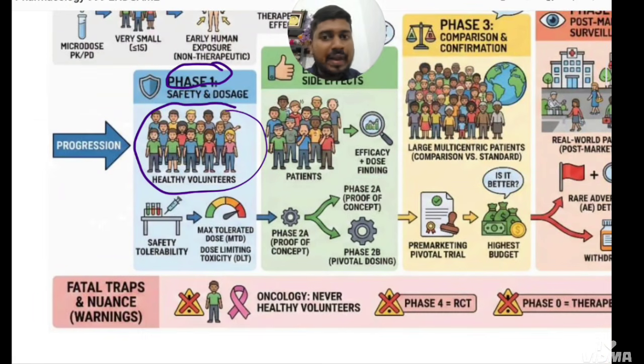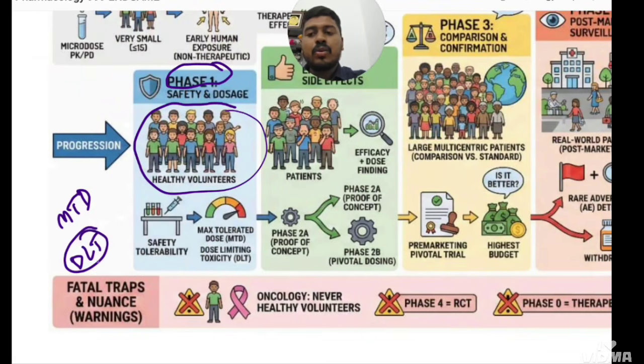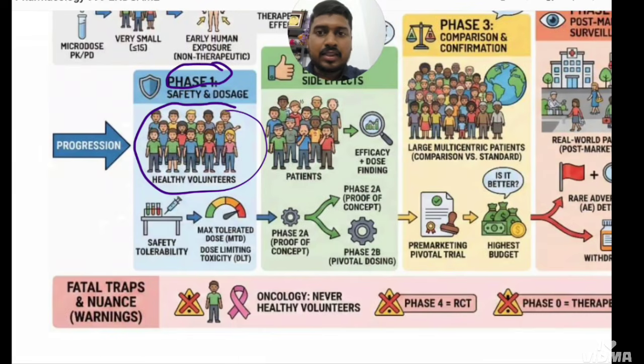So we see two parameters. One is MTD, another is DLT. So MTD and DLT. DLT means dose limiting toxicity. So dose limiting toxicity means the dose above which we can't increase the dose further because toxicity features will appear, okay. And MTD is maximum tolerated dose, okay. So what is the maximum dose at which adverse effects don't start, okay. So these two parameters will be checked.